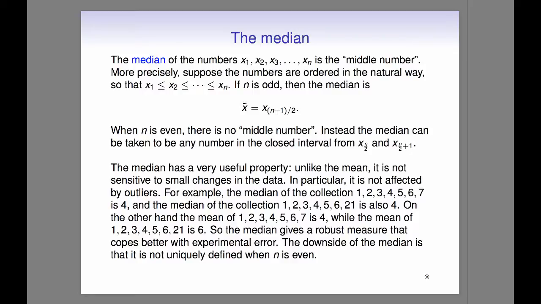Now the median has this useful property that it's not affected by small changes to the data. So just for an example, consider the numbers 1, 2, 3, 4, 5, 6, 7. So there are 7 numbers, that's odd. The one in the middle here, 4, is the median. Now let's change 7 and replace it by 21. So the numbers now, just like before, but the last one is much bigger. The one in the middle is still 4. The median hasn't changed at all. The mean, of course, will change. The mean changes a lot. So this shows that the median is more robust in the sense that it's less sensitive to experimental errors in the data.